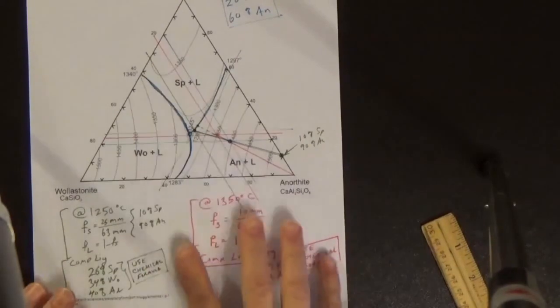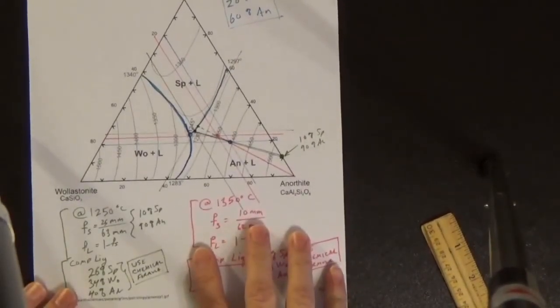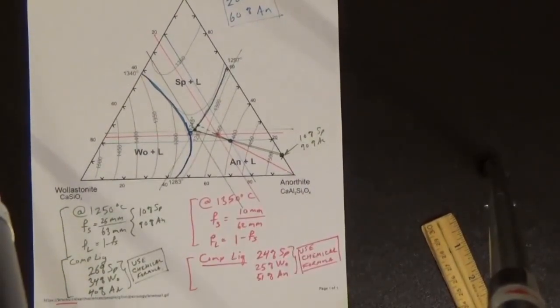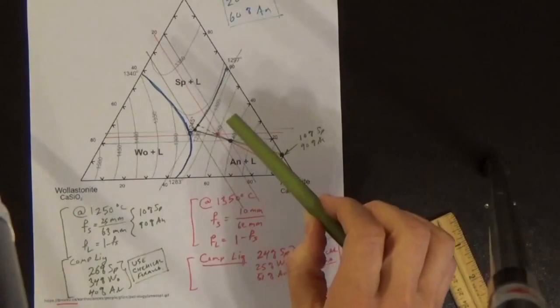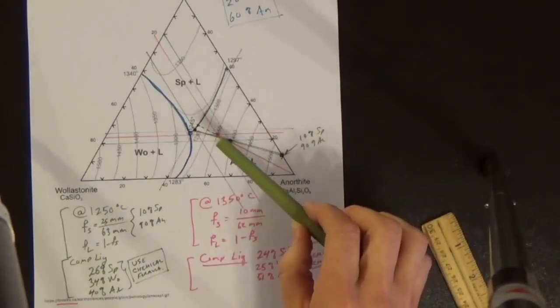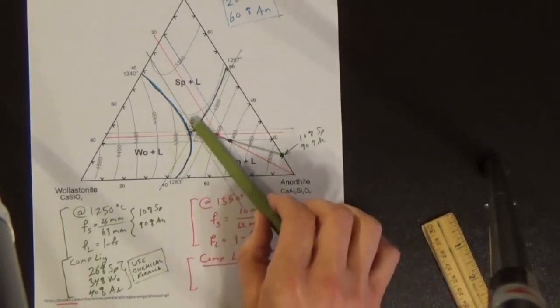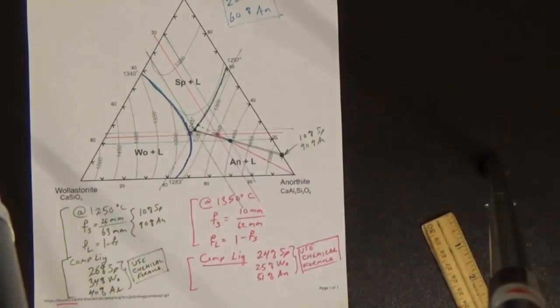So this is an example of reading from a simple ternary eutectic phase diagram. As we start out with a constant composition, we cool down, start out forming one phase plus liquid, and then form two phases plus liquid.